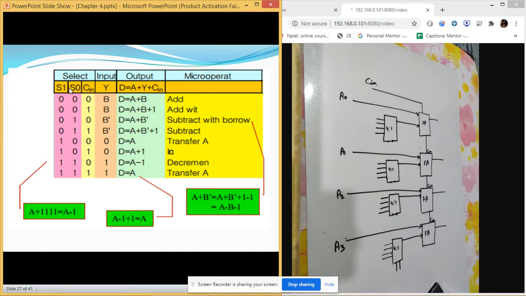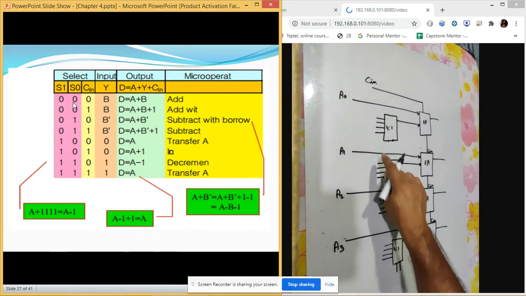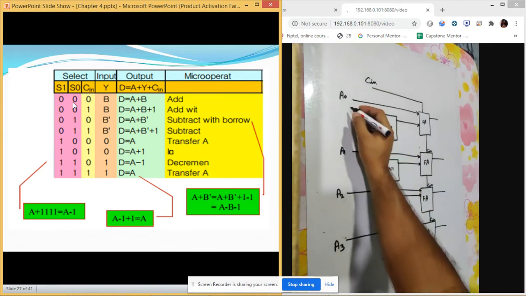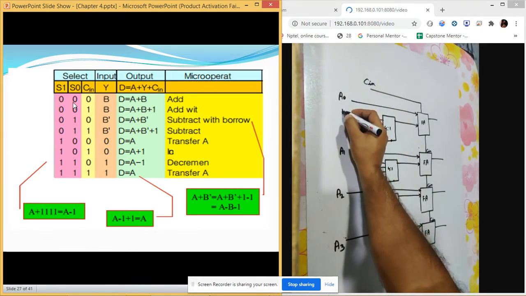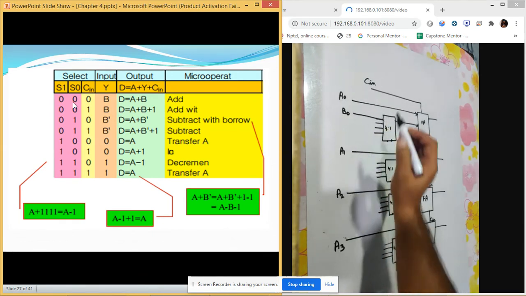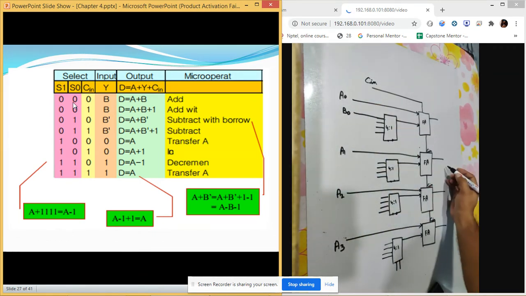We are having S0 and S1. They will become your S0 and S1. So I will currently not mark them so that you are able to understand the circuit first, and then we will talk about the next. Now, after connecting the value of A naught, now the turn is of B naught. So this is B naught. If it is B naught, now this is when we are going to perform the function of A plus B.